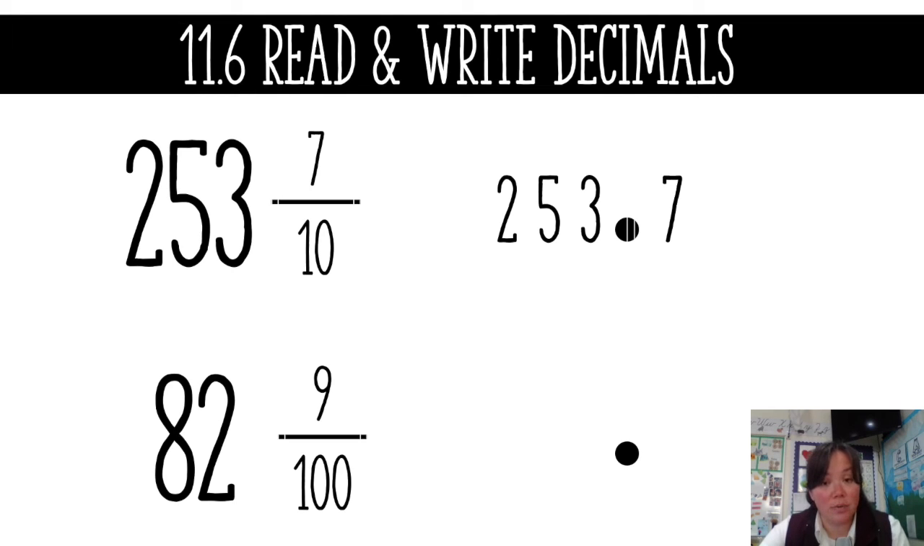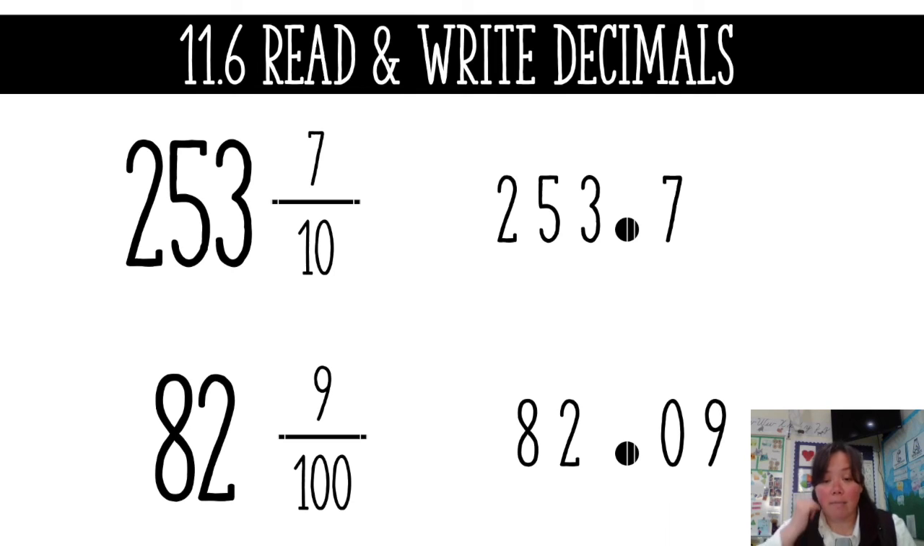And I have another example, 82 and 9/100. So we need to think about this one really carefully. 82 is easy to put on there, but when we're dealing with 9/100, remember the hundredths place needs 2 digits. So when I add in my 9/100, I need to make sure that it's 0.09. That's very important. You can see here's the 2 digits here in the hundredths place.